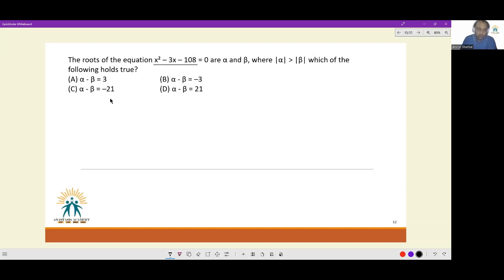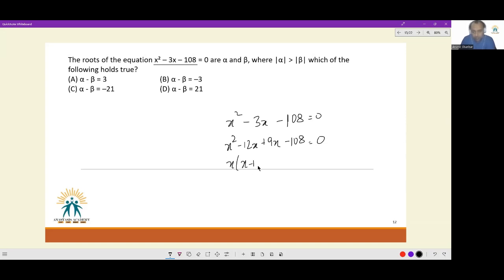I can happily see, given that alpha beta direct interaction is happening, I can look at the roots directly. x² - 3x - 108. I'm looking for two numbers that differ by 3 and have a product of 108. It is 12 into 9. So x² - 12x + 9x - 108 = 0.